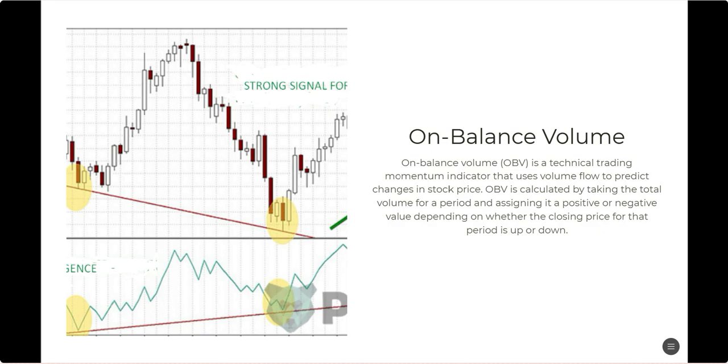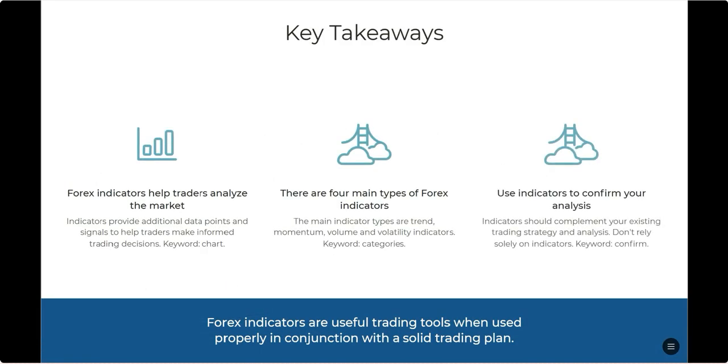I would use other confluences as well. I can see they're using a trend line. That's maybe a second confluence. There are obviously other confluences that can be used as well, so I wouldn't just solely go on this indicator alone.